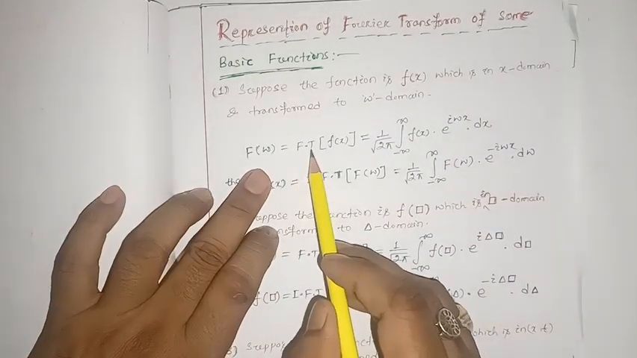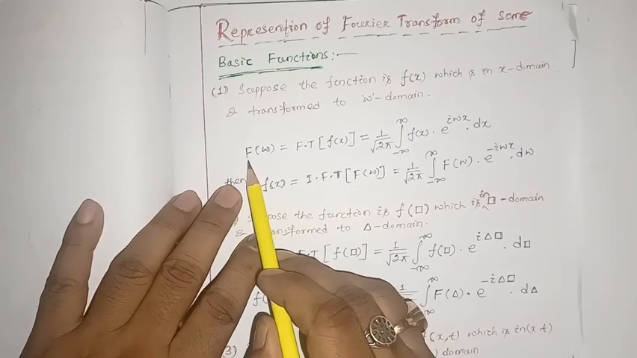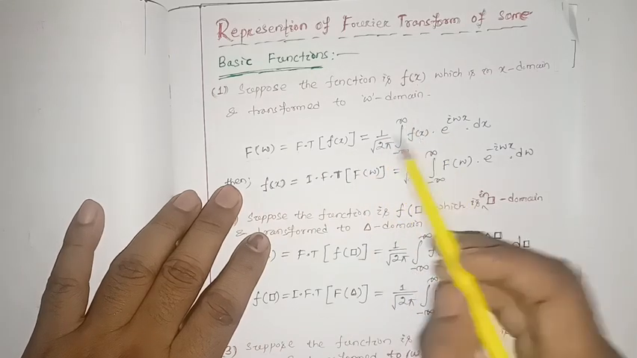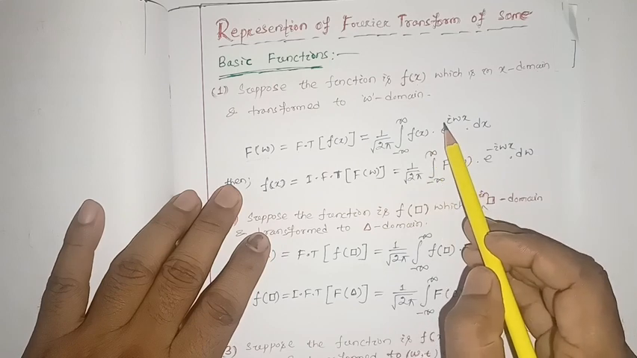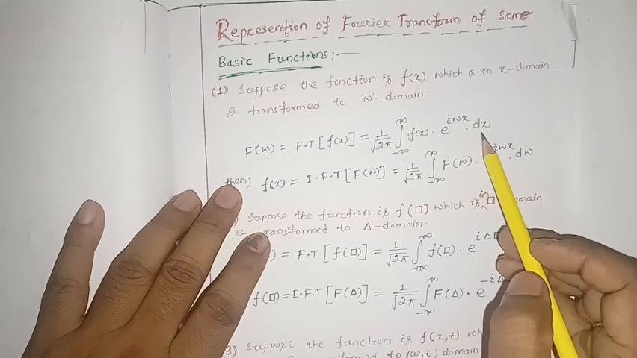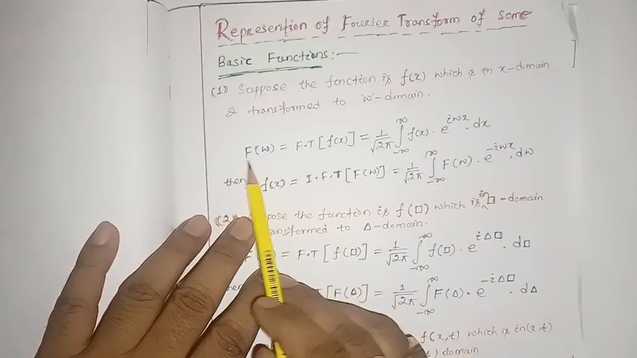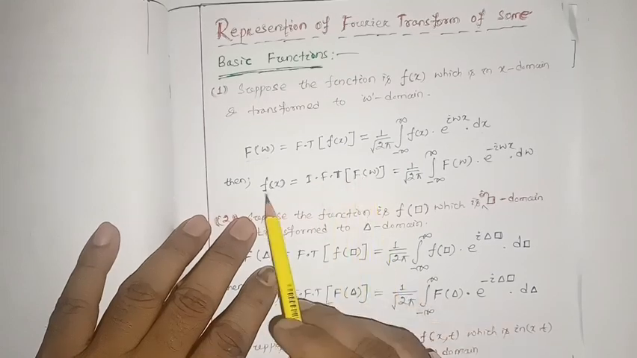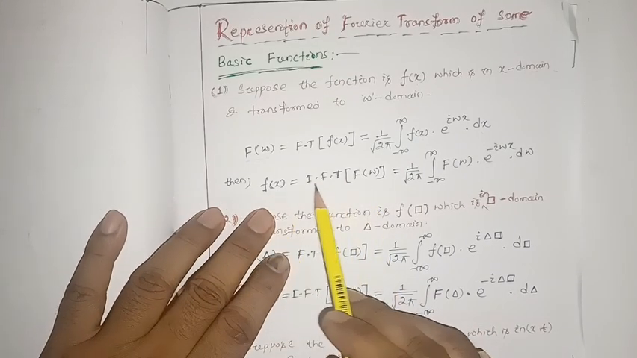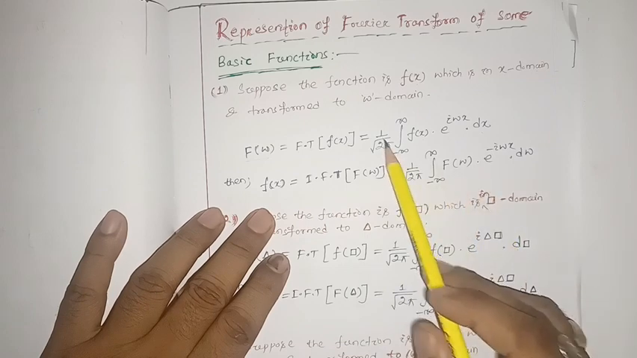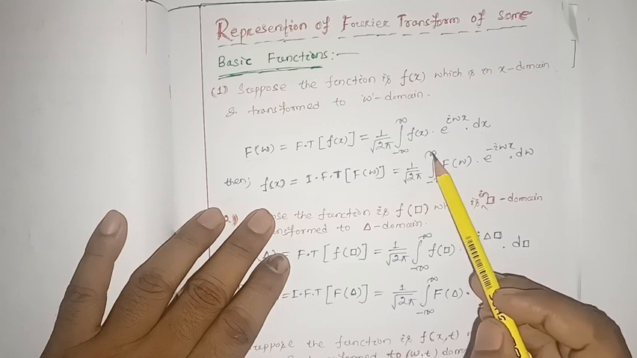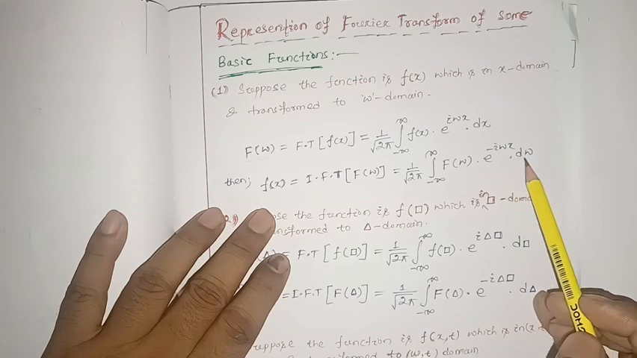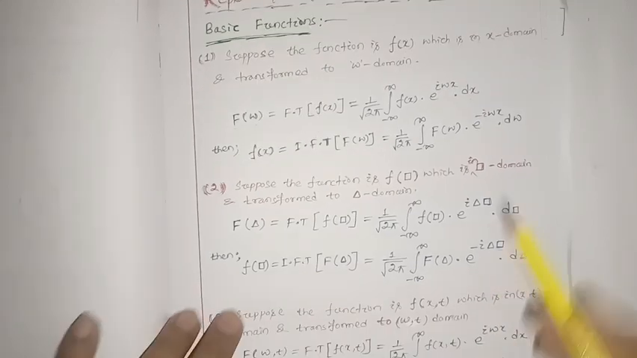That means the Fourier transform of f of x is nothing but capital F of omega, which will be written as 1 by root over 2 pi, integral from minus infinity to plus infinity of this function f of x into e to the power plus i omega x dx. And the corresponding inverse Fourier transform of capital F of omega is nothing but small f of x. The inverse Fourier transform will be 1 by root over 2 pi, integral from minus infinity to plus infinity of F of omega e to the power minus i omega x into d omega. That means this will be integrated with respect to omega.